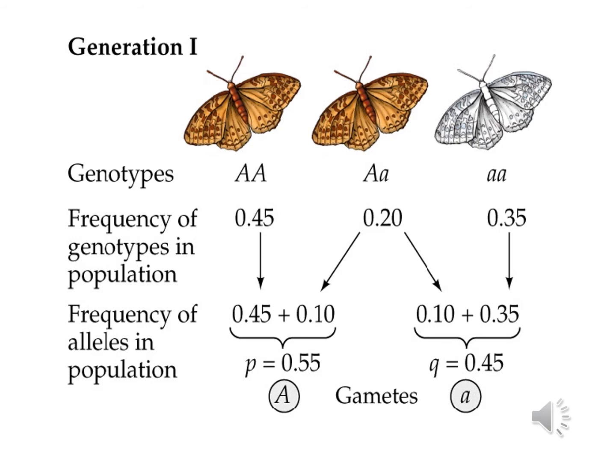So, to calculate the total frequency of the dominant allele in the population, we add 0.45 to 0.1, which equals 0.55. To get the total frequency of the recessive allele in the population, we add 0.10 to 0.35, which equals 0.45. From this calculation, we can see that the total allele frequency in the population is 100% or 1, which comes from 0.55 for the dominant allele plus 0.45 for the total frequency of the recessive allele. So from here we can prove that p plus q is equal to 1.